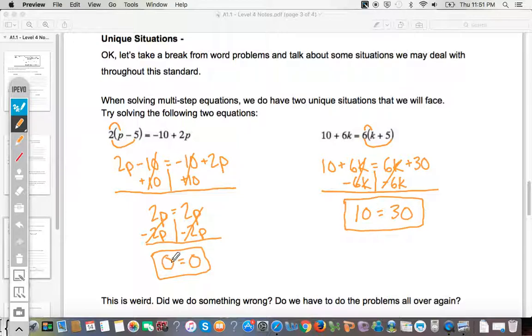So let's go back to this first one. We have 0 equals 0. So think to yourself, is that true? Does 0 equal 0? Does that make sense? The answer should be yes. 0 is 0. These are the same. Now what about this over here? We have 10 equals 30. Well, last time I checked, 10 is not 30. So this right here is just not true. This is false. So we've got one true situation and one false situation. Pause the video if you need more time.